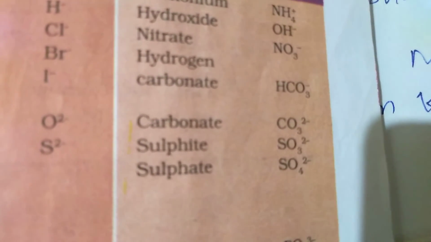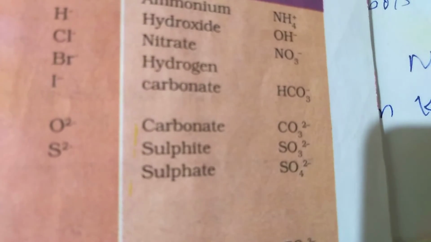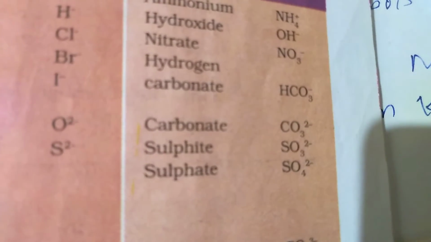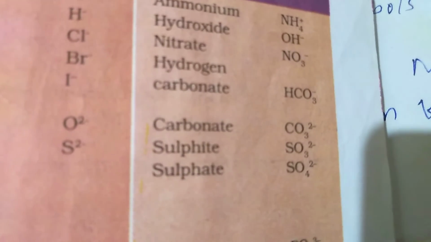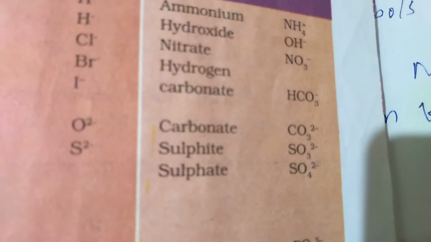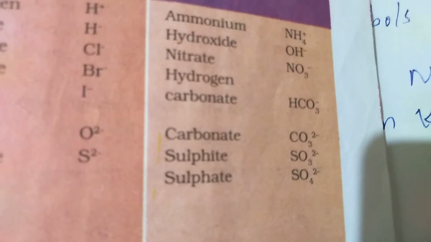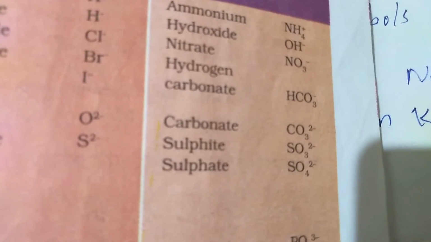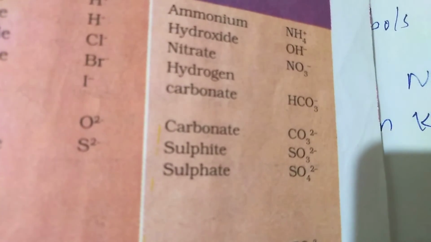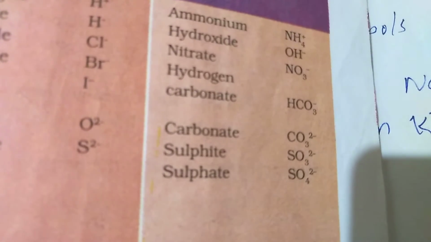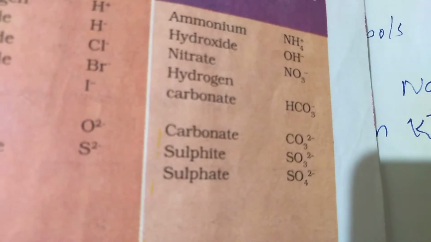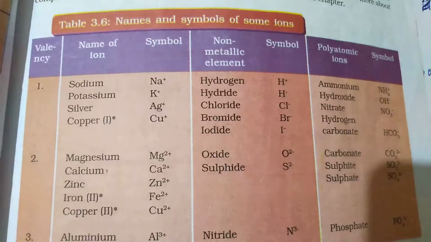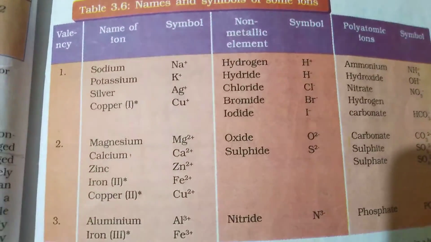Carbonate, CO3 2-. 2- means they are ready to take 2 electrons. In CO3, 3 atoms of oxygen are combined with 1 atom of carbon. O3 group is there, therefore the subscript is written as 3. We can use brackets for writing this. Sulfite and sulfate. Sulfite has SO3 2-, and sulfate has SO4 2-. This is how compounds are represented symbolically.